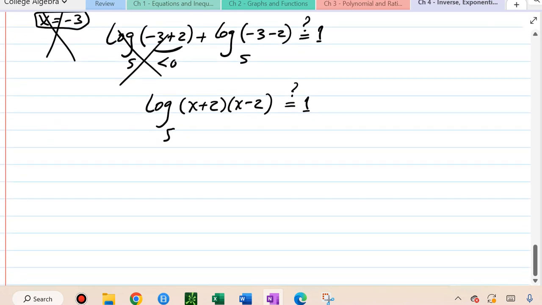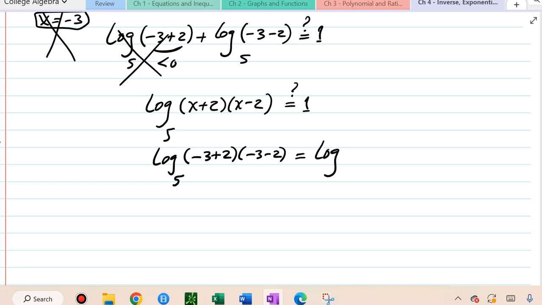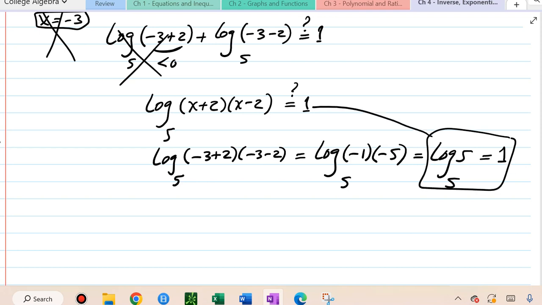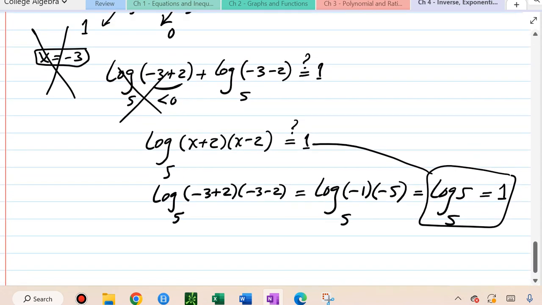Put -3 in here. So this is going to be log base 5 of (-3 plus 2)(-3 minus 2). So that's going to give me the product -1 times -5. And the product, -1 by -5, is 5, isn't it? Aha. And log 5 base 5 is 1. And it checks, doesn't it? You see what happened? -3 looks like it's working now, isn't it? But so what's the problem then?